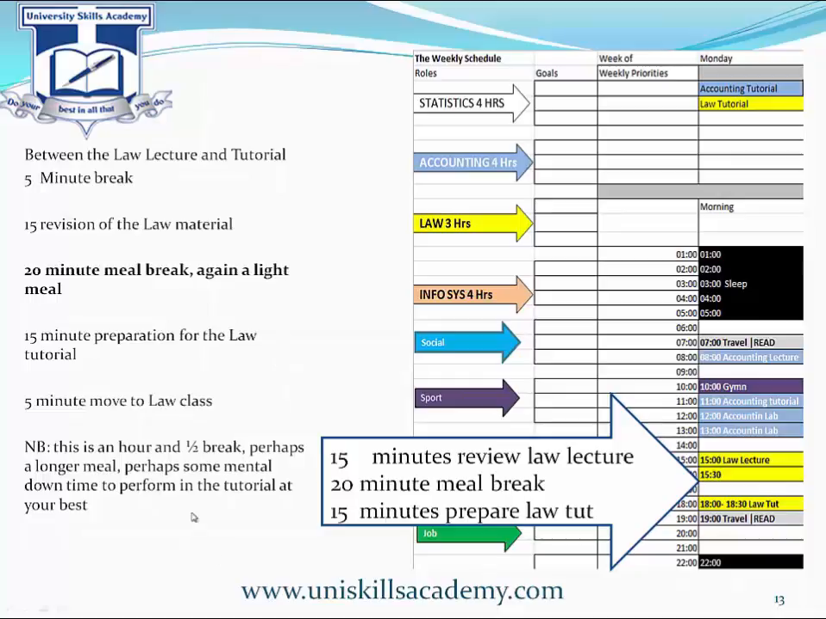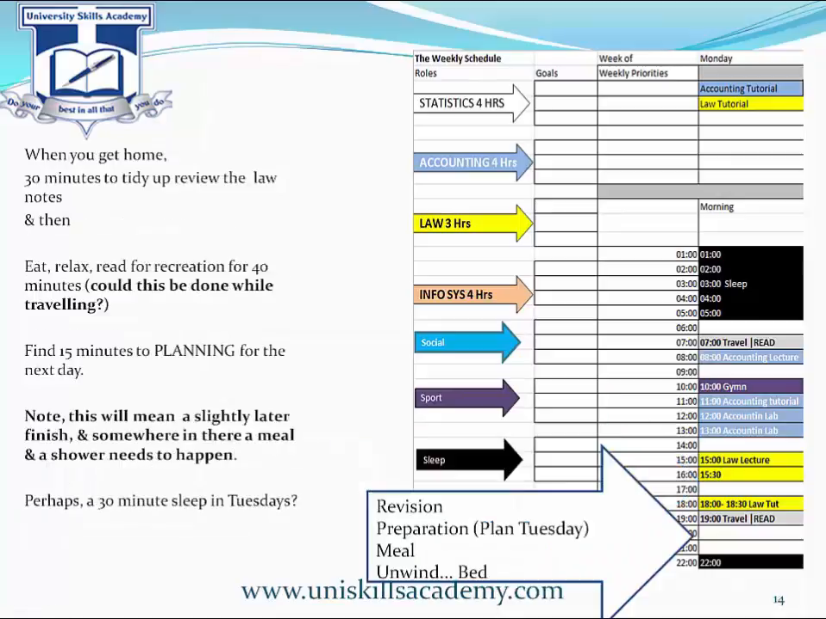Now you've got an hour and a half break. Maybe some mental downtime would be a good idea, because law tutorials are fairly notorious for being academically challenging. So if you have a decent break mentally between the lecture and the tutorial, you might be able to explode into that tutorial and impress the class and the lecturer. That's metaphorically explode. Finish the law tut.